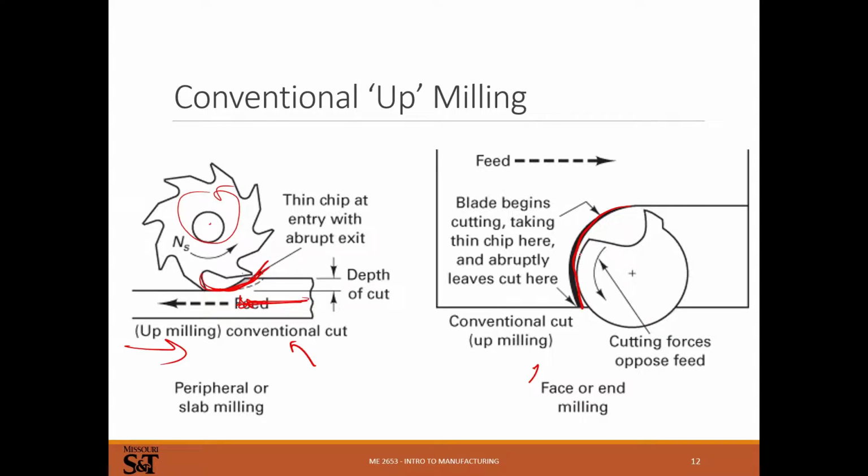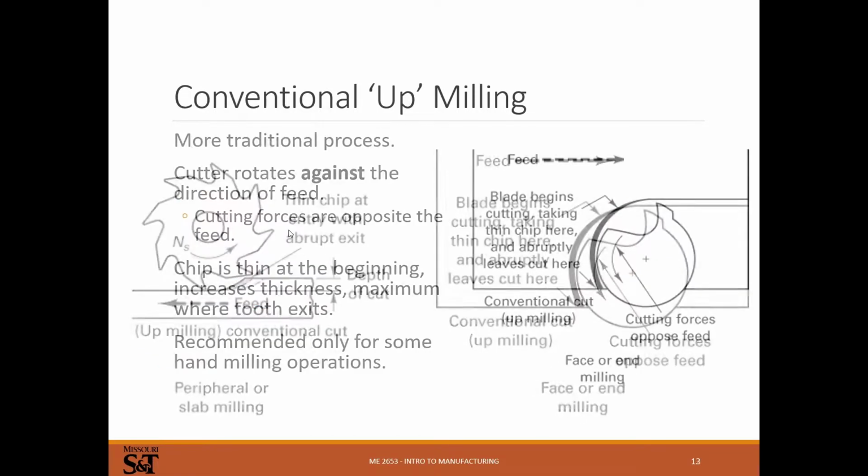So in this case, the force on the cutter is going to be this way, but you're feeding it this way. So the cutting force is going to be fighting the direction of feed, and that's going to be important. Here, the cutting force is going to be this way on the tool, but it's going to be that way on the thing I'm trying to cut, and that's going to be important on slab milling.